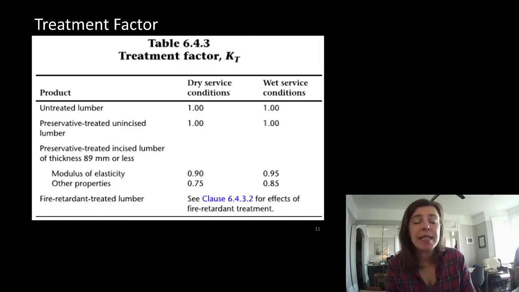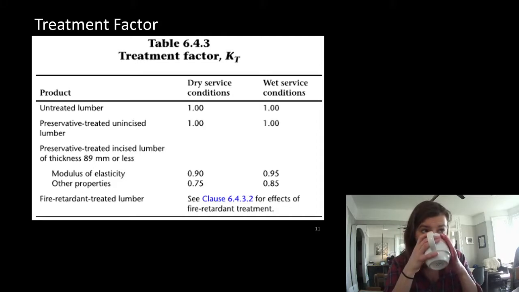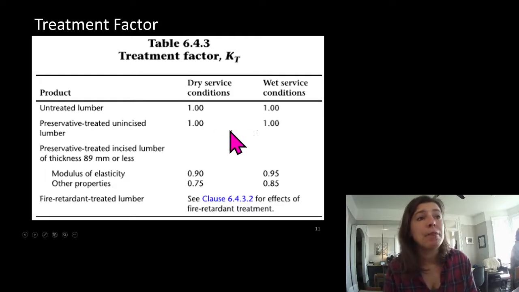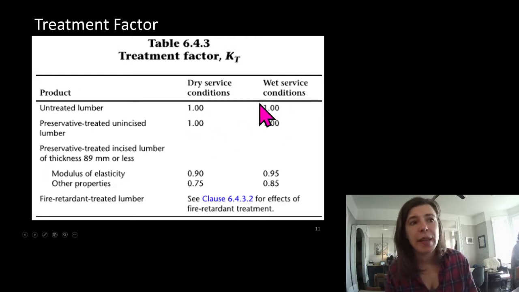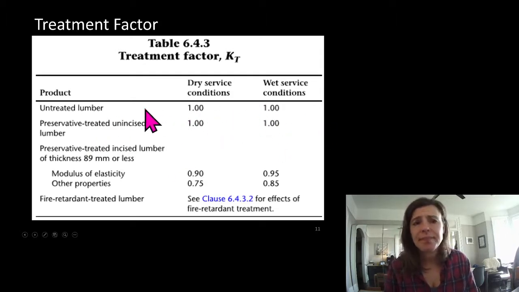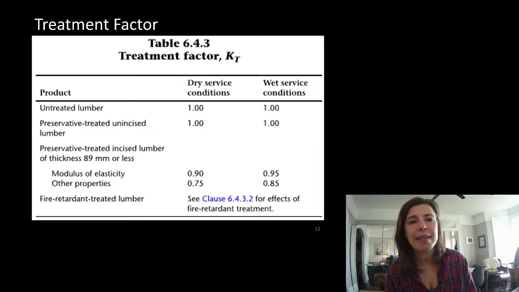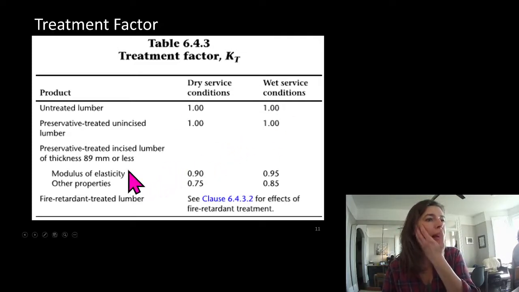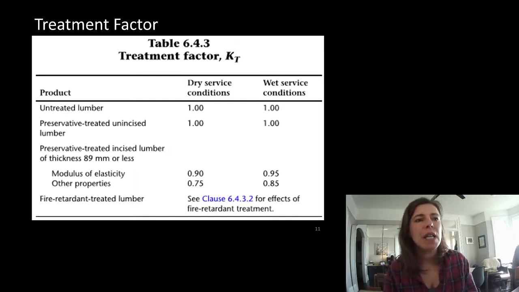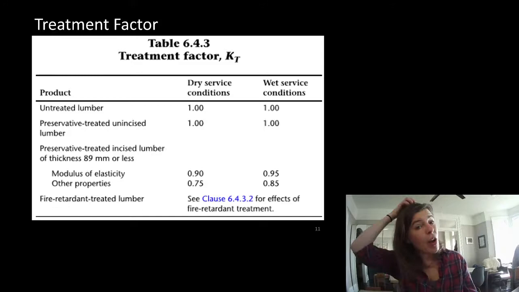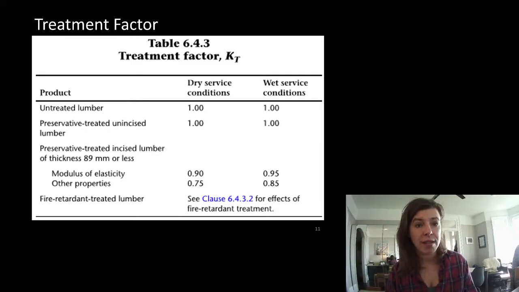The treatment factor is basically if we've got pressure-treated lumber. If it's untreated lumber, KT is 1 because it doesn't really have an impact. Even if it's regular pressure-treated lumber but not incised, it's 1. And I can tell you a 2x4 and a 4x4 and a 2x6 are rarely incised. A 2x8, it really depends on the mill, because I've gotten pressure-treated 2x8s that are not incised, and I've gotten pressure-treated 2x8s that are incised.